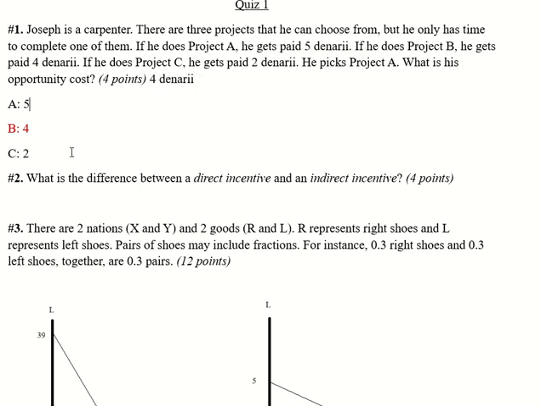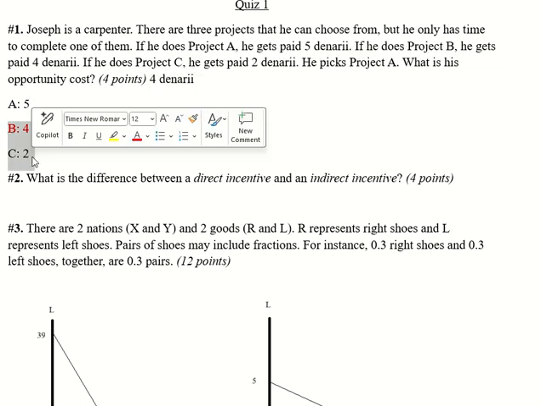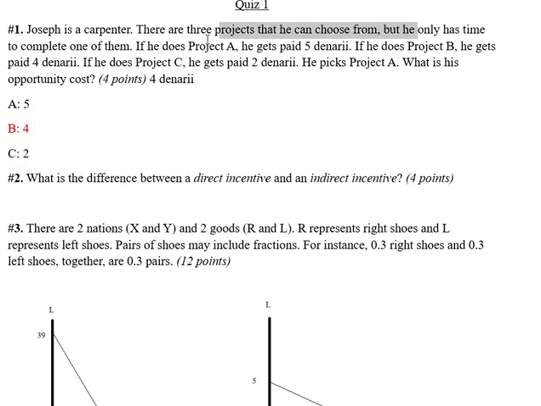Now, some of you said it was 6 because you added B and C together. That's not right because the problem says you can only do one of the projects. So you can't do B and C. He can only do B or he can do C, not both. Because B is the one that pays more, B would be the next best option. So that's why B is the opportunity cost.